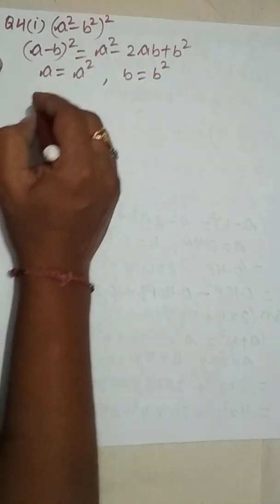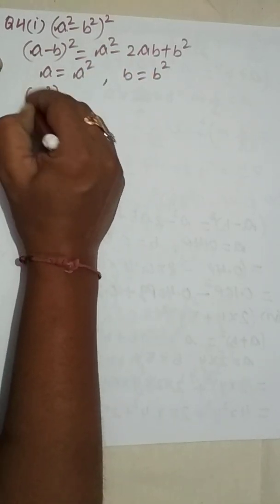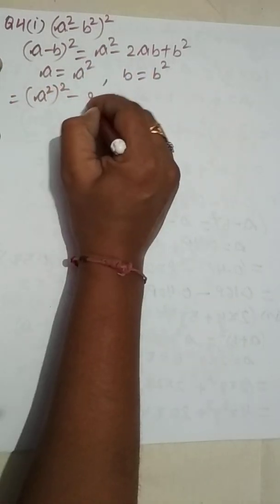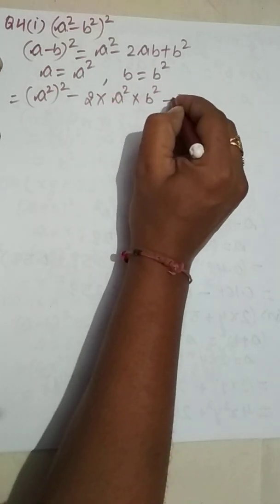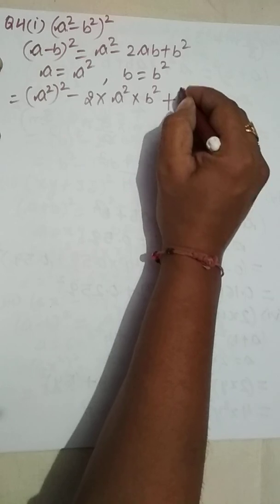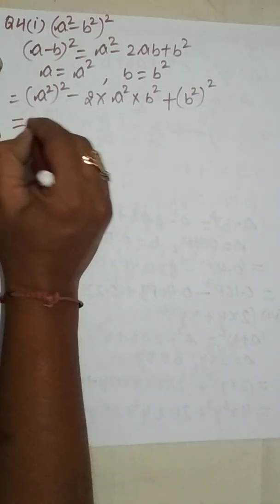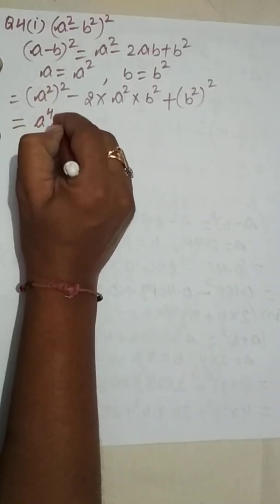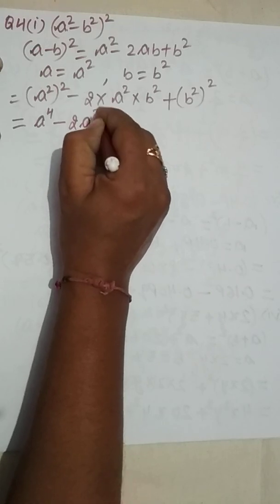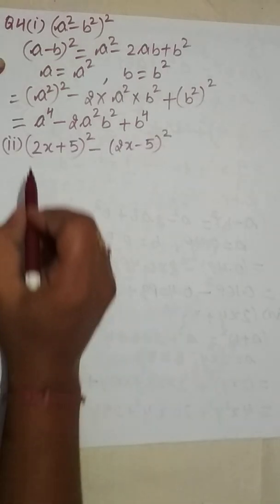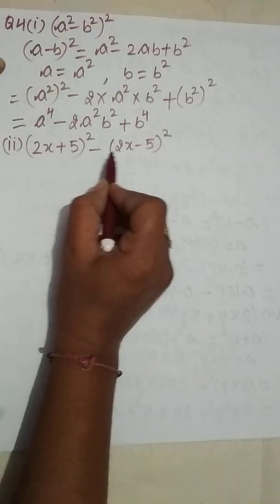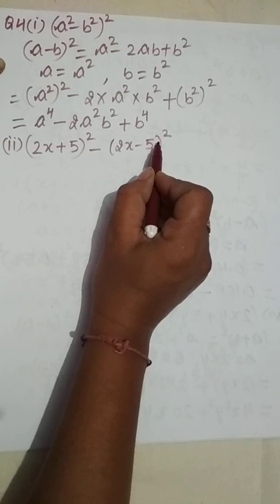Now substitute the values. Square of a² minus 2 multiplied by a² multiplied by b² plus square of b². A raised to power 4 minus 2a²b² plus b raised to power 4 is the answer. Next part is (2x + 5) whole square minus (2x − 5) whole square.